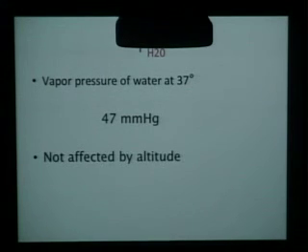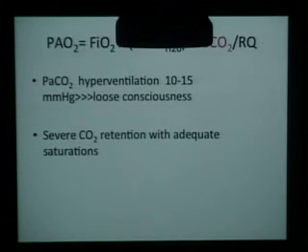So if you look into the Alveolar Air Equation, the problem here is that as everything is going down, let's say you're going high in altitude, and other things are going down because the FiO2 goes down and the barometric pressure goes down, this number remains the same. So it becomes a bigger portion of the whole thing. That can be a problem.